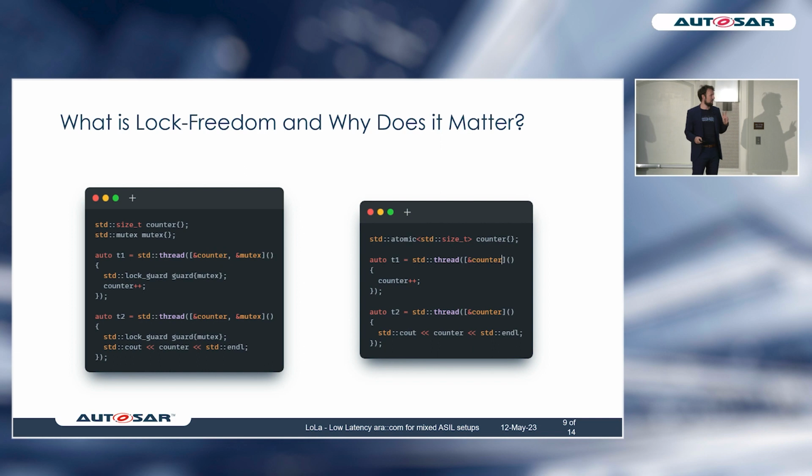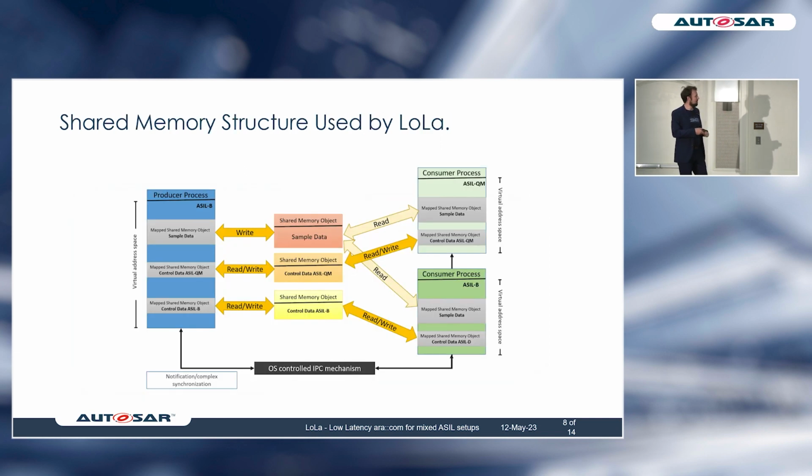That's why we split this into 2 parts. The first one is the data, which is basically read only for the consumers. So we put the data there and we leave it there. The only one who can alter it is the producer. And then we have control data, and I will go later into how this is organized, to basically have some housekeeping for the sample data.